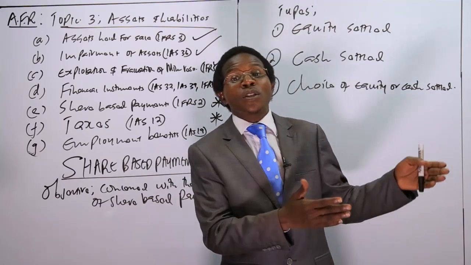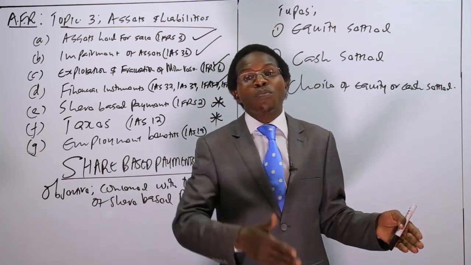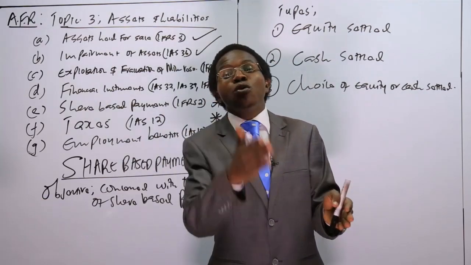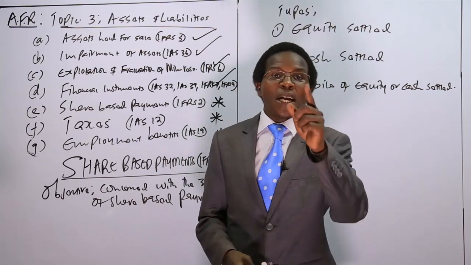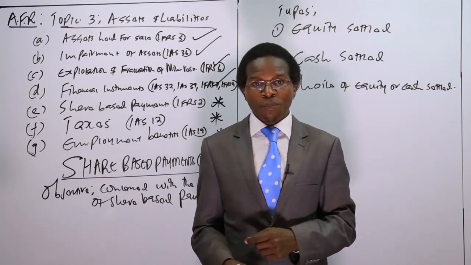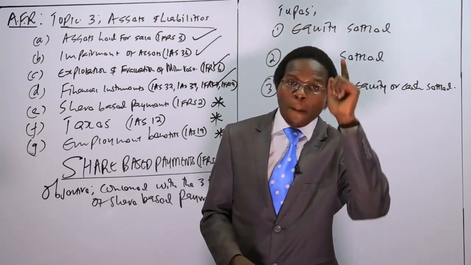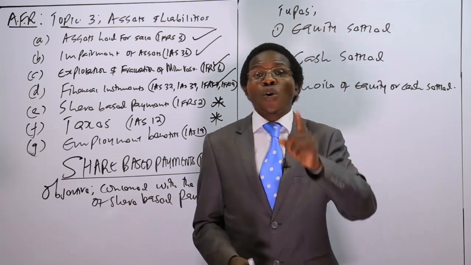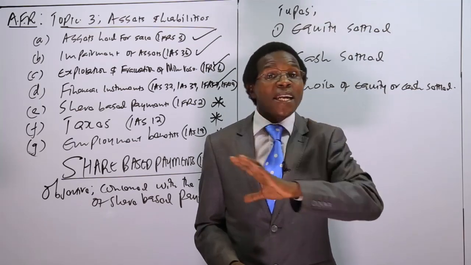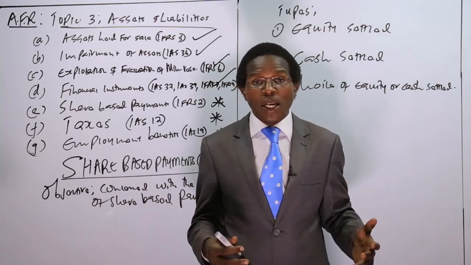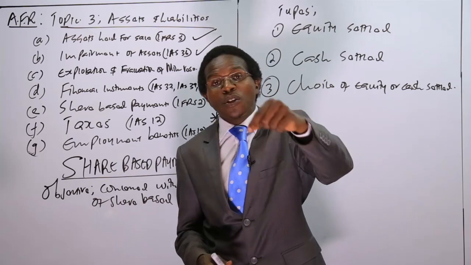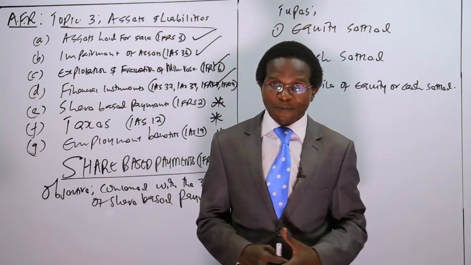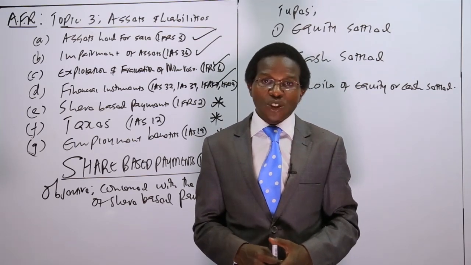So if this year it was 50 shillings, the next year it will be 55 shillings, and thereafter it will be 70 shillings. We'll be using those prices. That's for the cash-based payment. But for equity-settled share-based payments, we are not going to make an adjustment. We are not going to remeasure. We simply use the fair value at the grant date, and that's all. That's important.